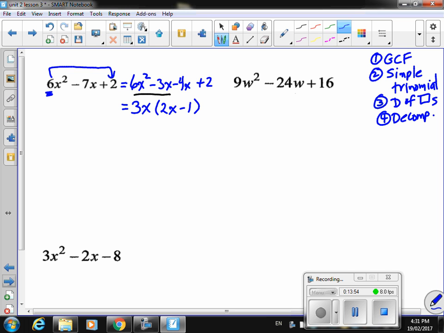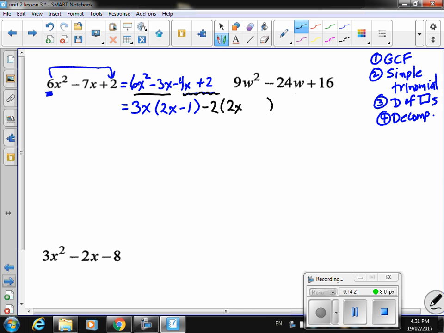Pause. Now I'm going to do the second 2 terms. Sorry, I should make that a different color. I should do the second 2 terms. I am going to put a subtract sign, and the common factor for those 2 terms would be 2. 2 times what gives me 4x? I need a 2x. And 2 times what gives me 2?